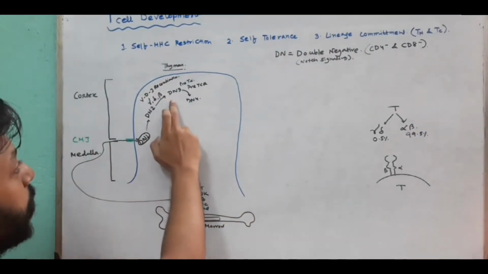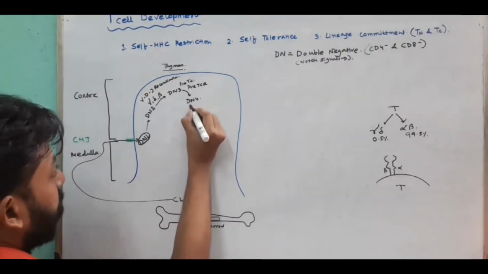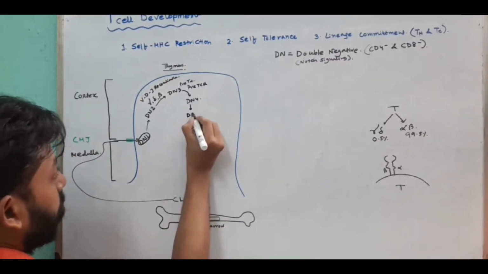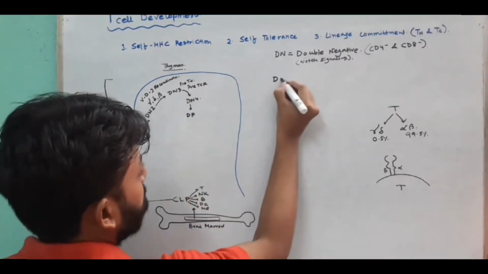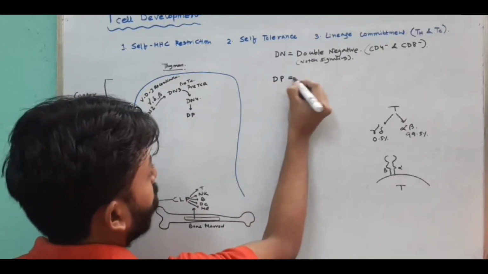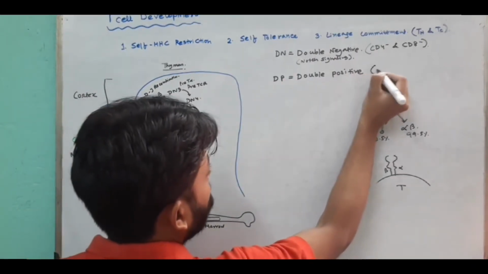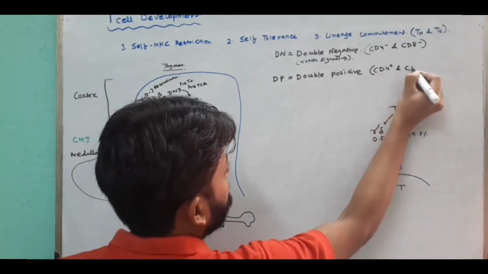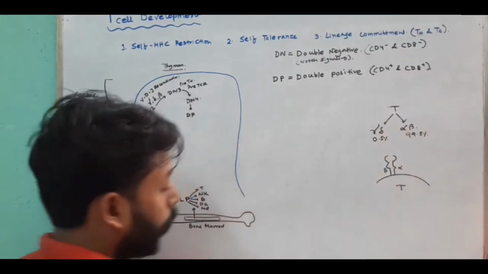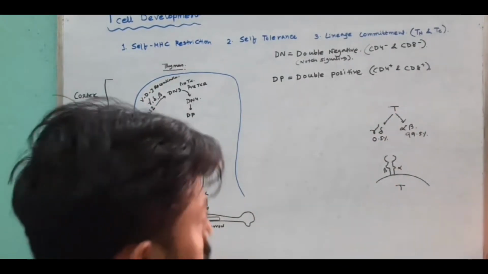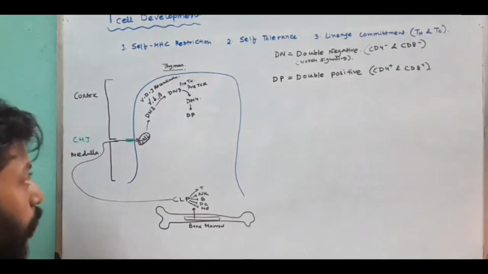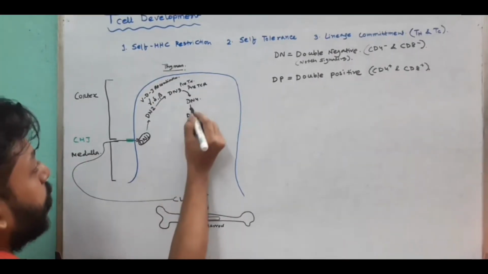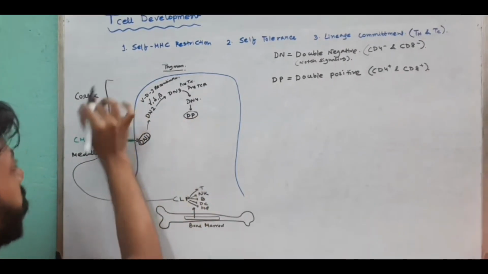Now the DN3 becomes DN4 and the DN4 becomes double positive. So another transition, double negative to double positive. Double positive means this cell is now producing CD4 and CD8 together. These co-receptors start to be expressed together. Now what happens? This double positive cell is present in the cortex.